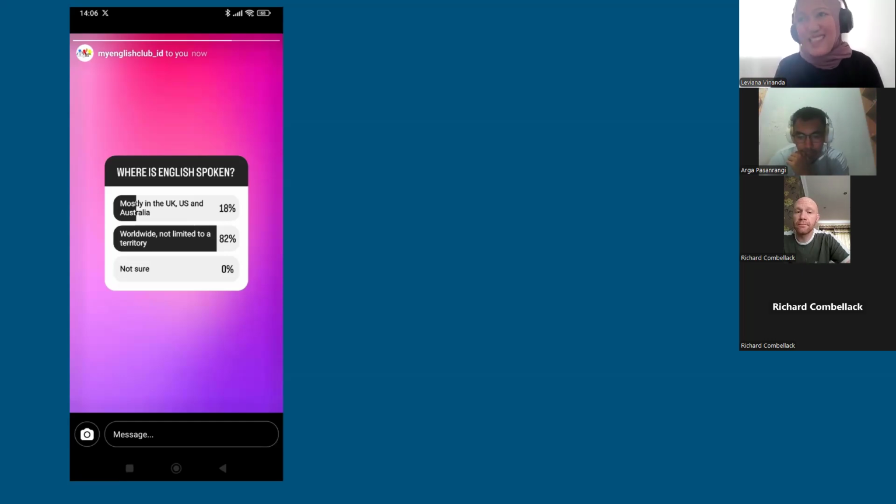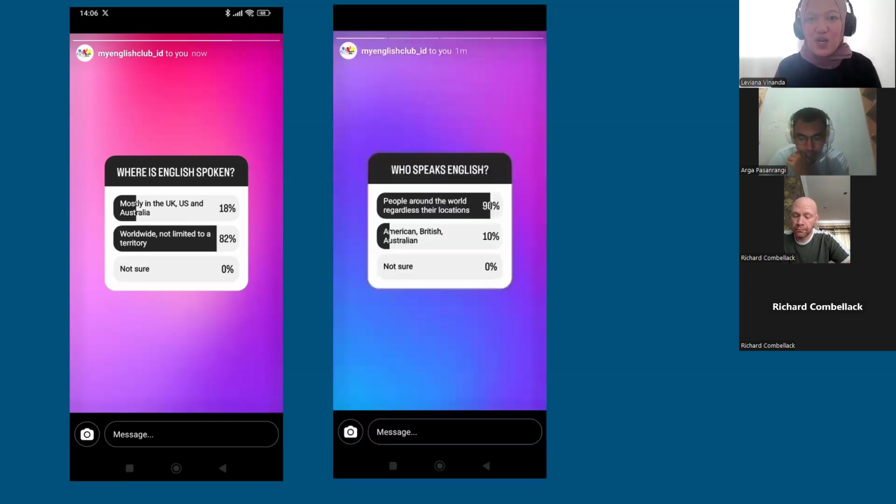Now, I need to emphasize that there is no right or wrong in these questions. It's really just to see people's perspectives. So the second question is who do you think speaks English? Most voters say people around the world, regardless of their locations. Some people think it's limited to American, British, and Australian.